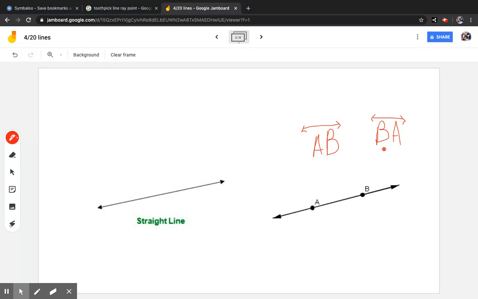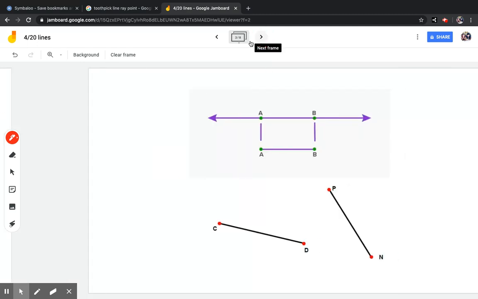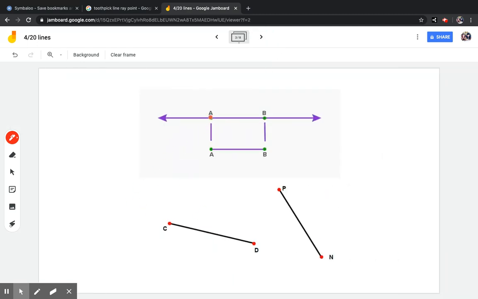Now, if you haven't heard this vocabulary before, this is going to be a little tricky for you. So this is a line because there's the arrows. It goes on forever. But what happens if I'm looking at just this one spot with the 2 points? Or I just have a line without arrows on it? Well, this is called a line segment, or kind of a chunk of a line. And a line segment is a part of a line that has 2 endpoints. S-E-G-ment.